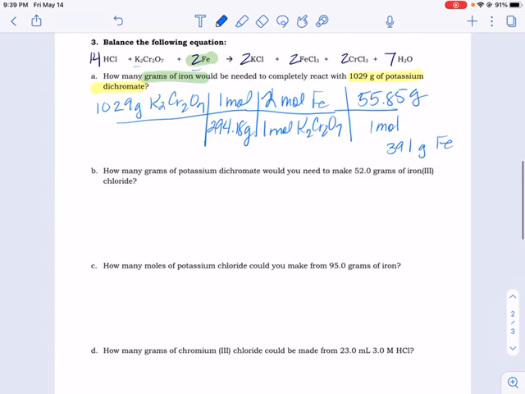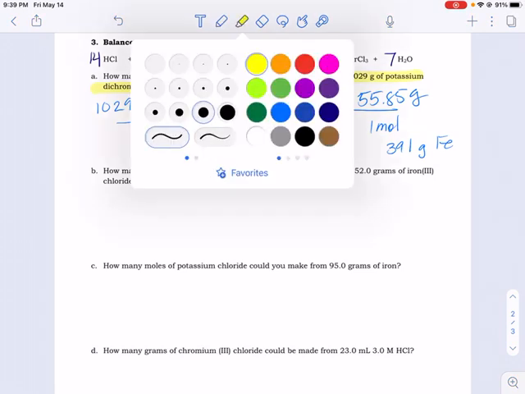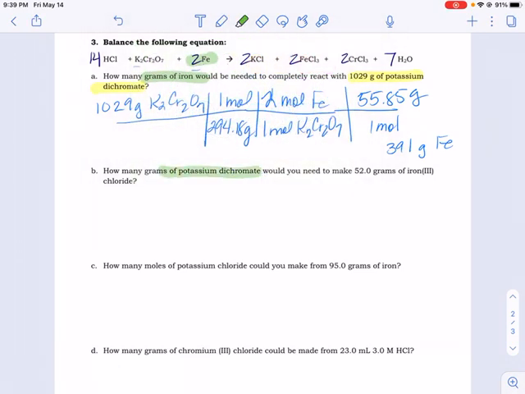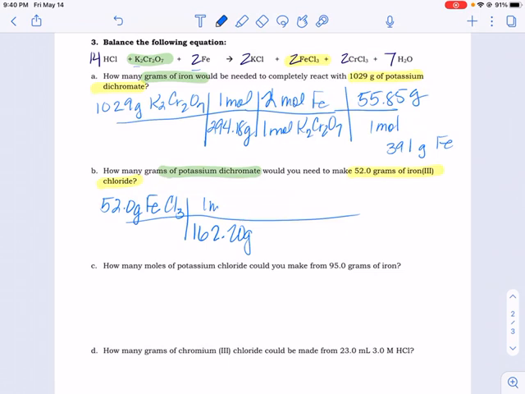Question B. How many grams of potassium dichromate will you need if you make 52 grams of iron chloride? So now we're going to start with iron chloride and solve for dichromate. So 52.0 grams of iron 3 chloride. Iron 3 chloride's molar mass is 162.20 grams in 1 mole.